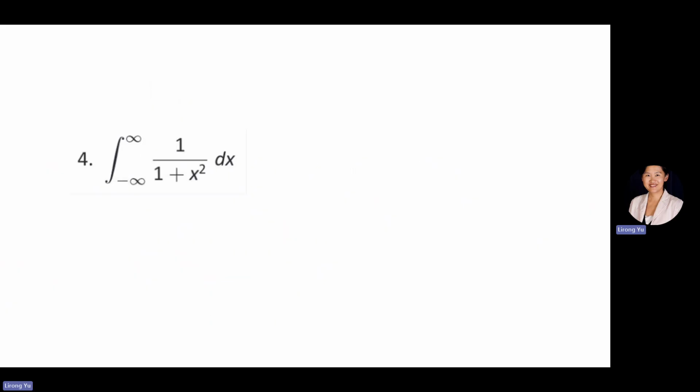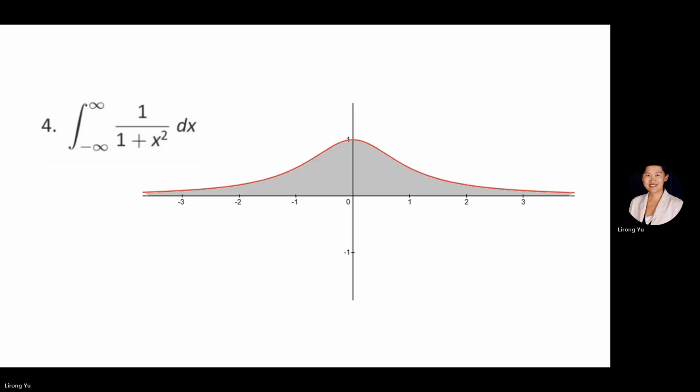That's the third example. The fourth example, we're integrating 1 over 1 plus x squared from negative infinity to infinity, which will be the whole number line, the whole x-axis. What is the area below the curve 1 over 1 plus x squared? So how do we do it? Number one, let's look at what it means. I graph the curve of 1 over 1 plus x squared. We cannot really graph negative infinity to infinity.